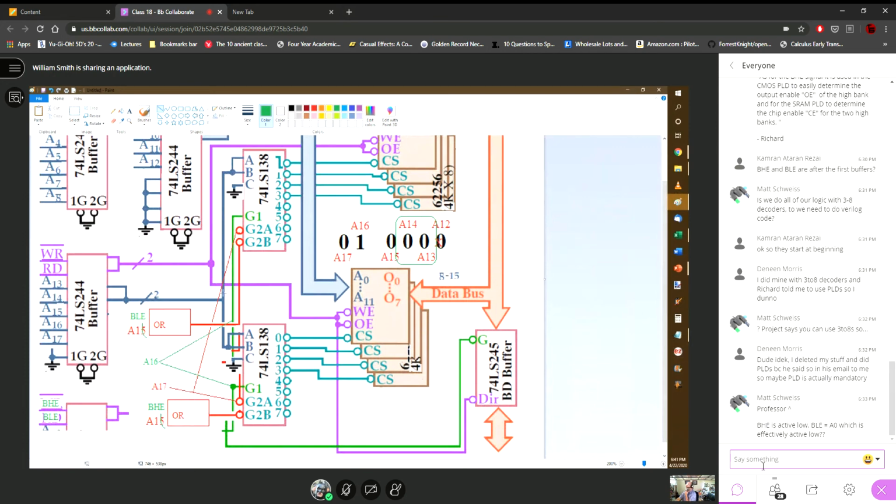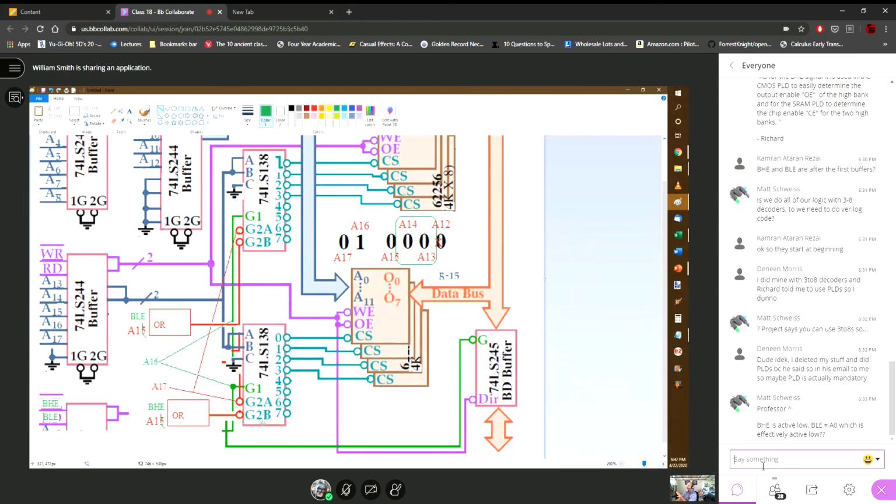So A16 has to be a 1 to enable this guy and a 1 to enable this guy. A17 has to be a 0 to enable this guy and a 0 to enable this guy. And then I have to have BLE be a 0 to enable this one. That has to be a 0, and A15 has to be a 0 to enable this guy. BHE has to be 0, and A15 has to be 0 to enable this guy.